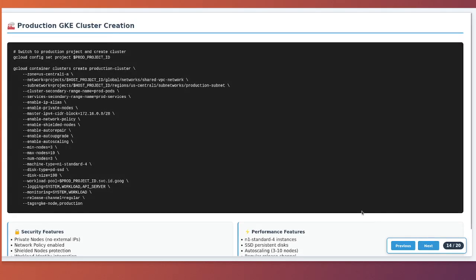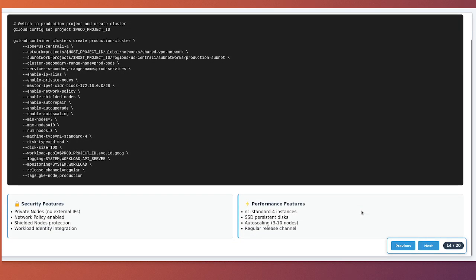Production GKE Cluster Design. The production cluster configuration represents enterprise-grade Kubernetes infrastructure. Every parameter here is chosen for security, reliability, and performance in production environments. Private nodes are essential for security. They have no external IP addresses and rely on Cloud NAT for outbound connectivity. The master IPv4 CIDR block parameter creates a private control plane that's only accessible through the VPC.